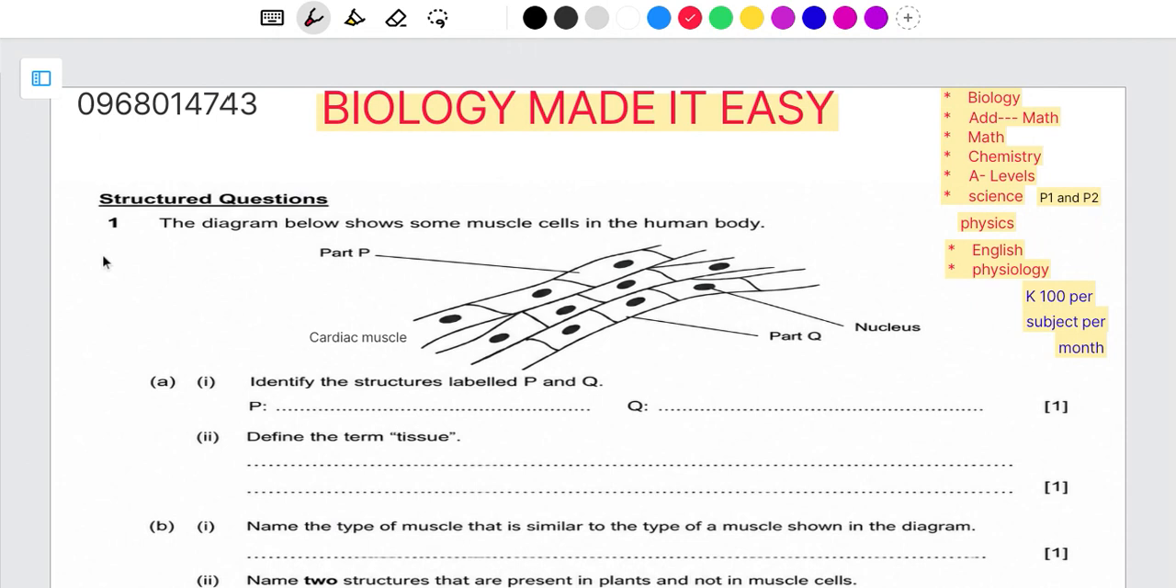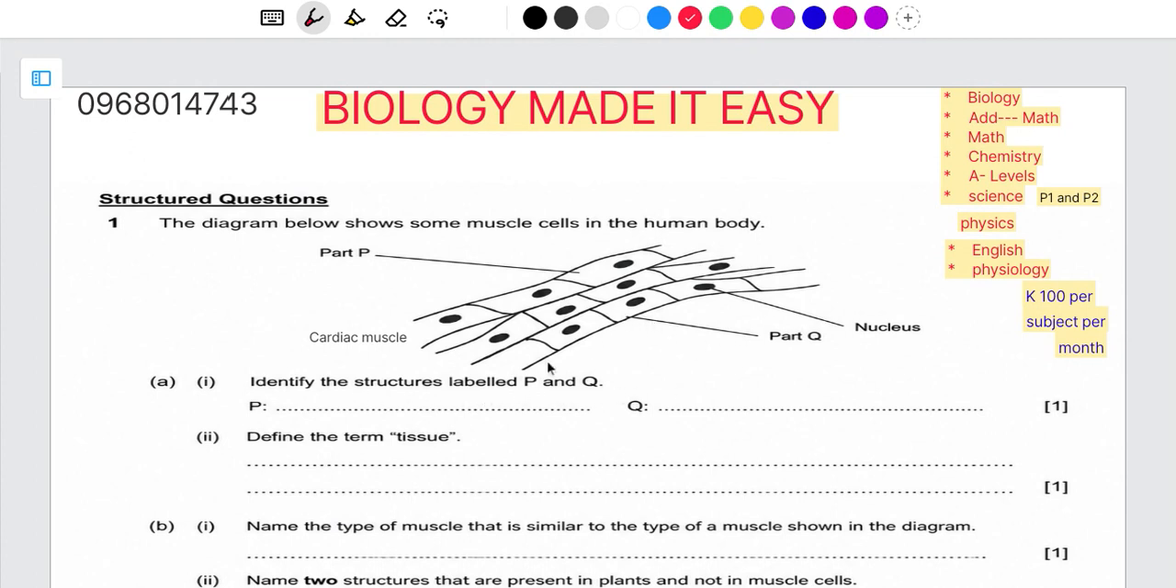So we are looking at the structured questions. The first question is focusing on the muscle. It says the diagram below shows some muscle cells in the human body. This one is showing the cardiac muscles. So we have structure P. We also have part Q and also the nucleus. The first one is asking us to identify the structures labeled P and Q.